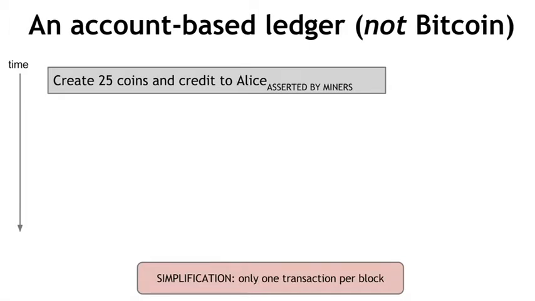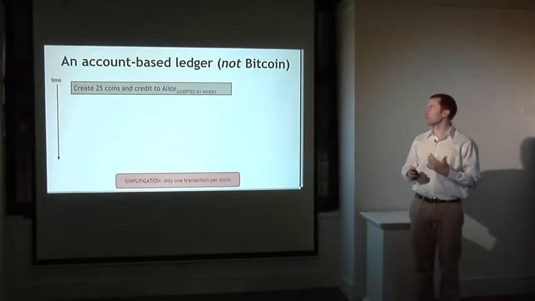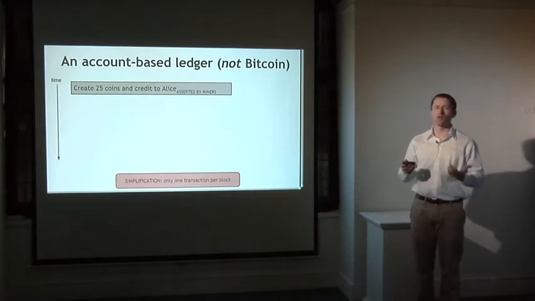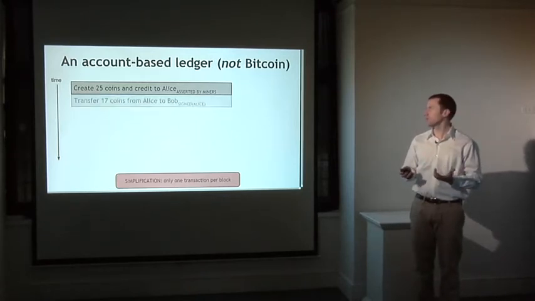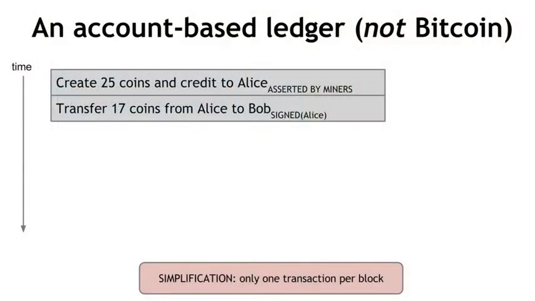So how can we build a currency this way? The first model you might think of, which is actually a lot of people's mental model for how Bitcoin works, is that you'd have an account-based system. So you can add some transactions that create new coins and credit them to somebody. And then later you can transfer them and you just have a transaction that would say, we're moving 17 coins from Alice to Bob. That will be signed by Alice to authorize the transaction. And that's all the information that would be contained.